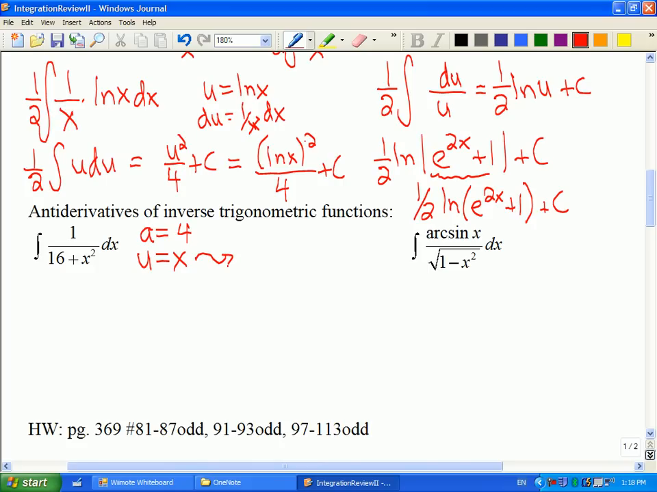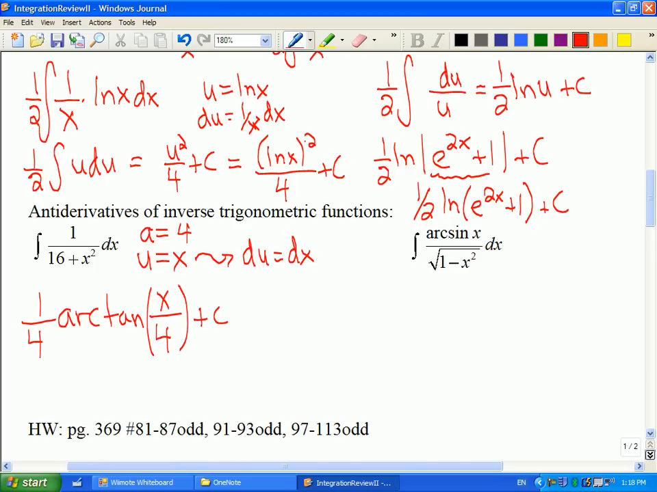If I check this, do I need to go through a full proper substitution? No, I don't. There's no constant that's been introduced here. So because it's directly related, du equals dx, I can just go and find my answer here. And the pattern was 1/4 arctangent of x over 4 plus a constant.